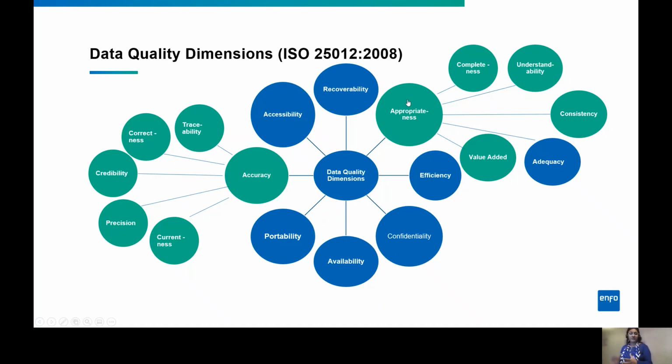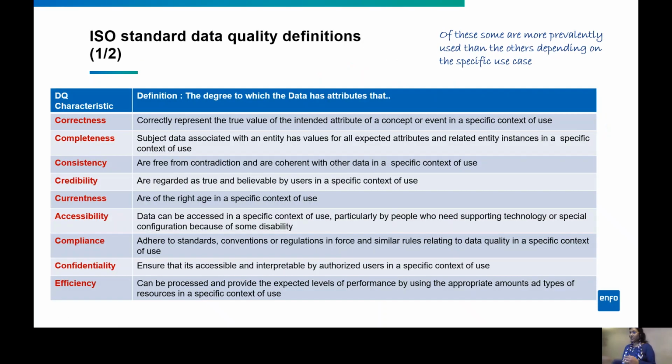And for appropriateness, that's basically the fit for purpose that we've been talking about. The data has to fit the purpose you're looking for. That's your appropriateness. So in order to be appropriate for a particular use, it needs to be complete, understandable, consistent, and adequate. We can take a look at different definition details for these, like, as I mentioned, correctness and completeness.